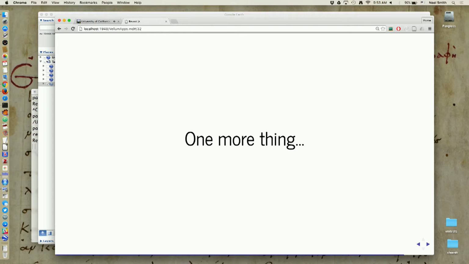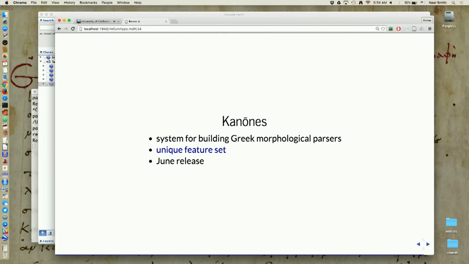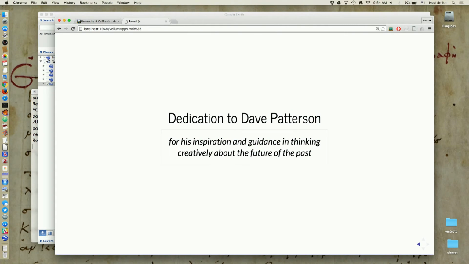So dare I say, in the 1980s, I worked with Joshua Kosman, now the classical music critic of the San Francisco Chronicle, one of the IDS 110 TAs, to work on trying to parse Greek morphology. This spring, I've been developing a system with the name kanones. It means tables in Greek. It's got some pretty unique features I won't tell you about, but when it's released in June, it will include a dedication, and the dedication is undoubtedly the first time Dave Patterson's name has ever been linked with a project with this small a target audience.